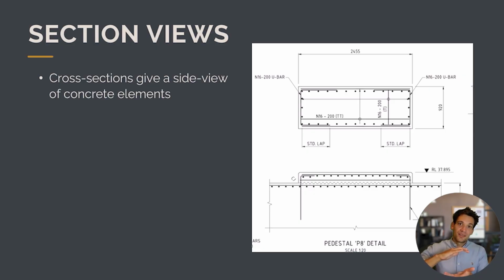So a section view is like a cut through the slab, so you're looking at it from within the slab. So these cross-section views help you better understand the direction and layout of the reinforcement. So from the top, we can see it's a 2.5 meter long slab, it's 920 mil wide. Then from the section view, we can see that this slab is actually on top of another structure.